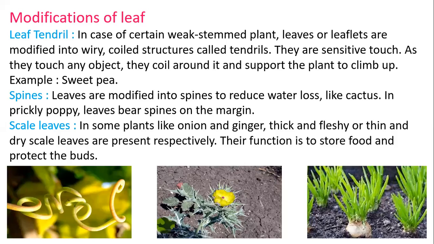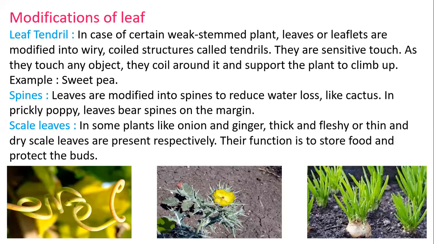Modifications of leaf. Leaf tendril: in certain weak-stemmed plants, leaves or leaflets are modified into wiry coil structures called tendrils. These are sensitive to touch. As they touch any object, they coil around it and support the plant to climb up. Example: sweet pea. Spines: leaves are modified into spines to reduce water loss, like in cactus.